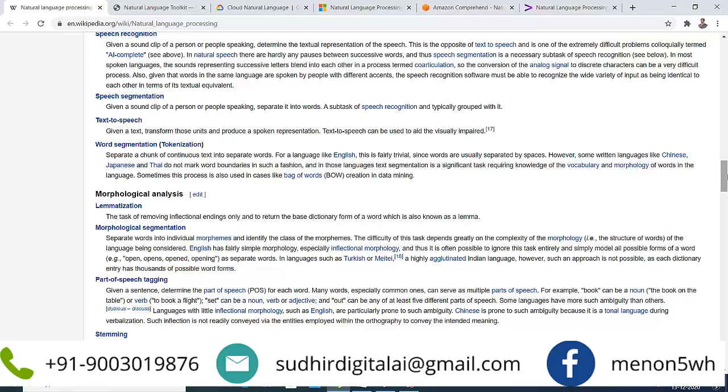Many words, especially common ones, can serve as multiple parts of speech. For example, book can be a noun, as when you say a book on the table, or it can be a verb, as in to book a flight. So like that, you'll have to also understand. So it's not pretty easy.